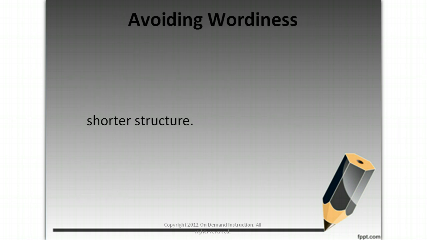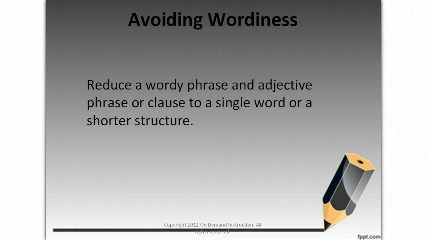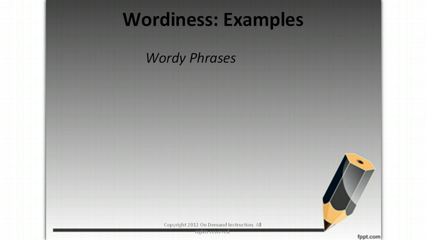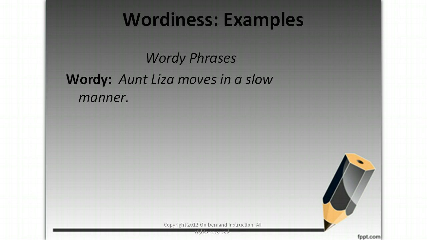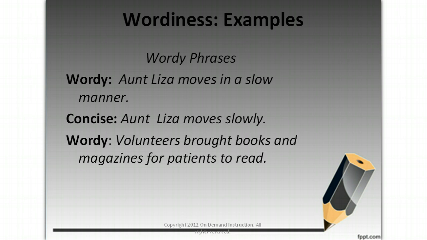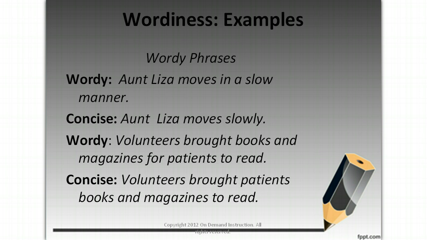Often you can make your sentences more concise by looking for simpler ways to express your idea. You may turn phrases into single word modifiers and many clauses into phrases. Sometimes you can replace a phrase with a single word modifier, a noun, or a pronoun to create a shorter, clearer sentence. Wordy: Aunt Liza moves in a slow manner. Concise: Aunt Liza moves slowly. Wordy: Volunteers brought books and magazines for patients to read. Concise: Volunteers brought patients books and magazines to read.